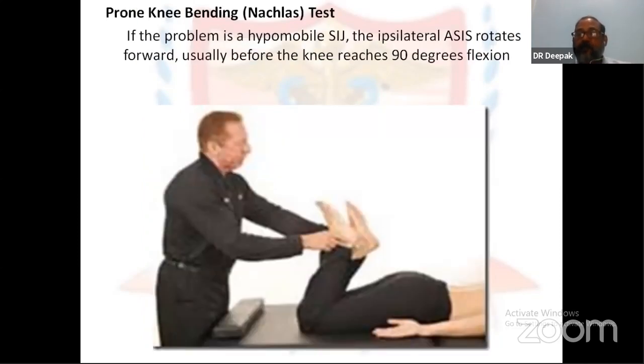Next is the prone knee bending test. It is also for hypomobility of the SI joint. The ipsilateral ASIS usually rotates forward before the knee reaches 90 degrees of flexion. When you bend the knee from extension to flexion, before 90 degrees the ASIS rotates forward. This is the positive test, known as the prone knee bending test, for SI joint involvement.